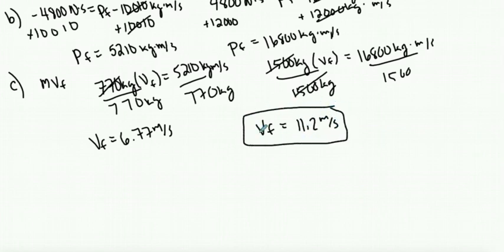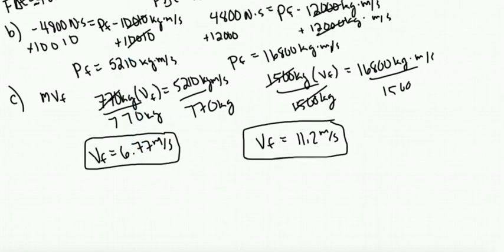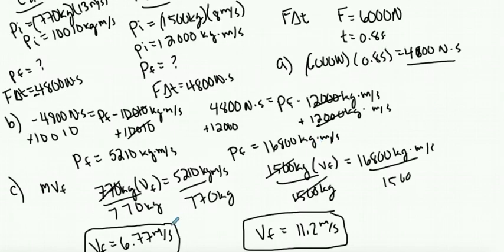Okay, so let's compare those to our original velocities. The car should be slower because its final velocity went down, and the truck should be faster because its final momentum went up. So we can see originally the car was going 13 meters per second, so that slowed down like we thought, and originally the truck was going 8 meters per second, which went to an increase to 11.2 meters per second.